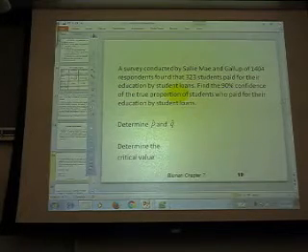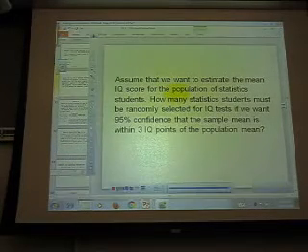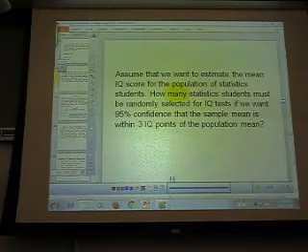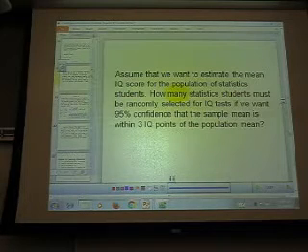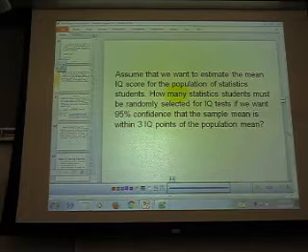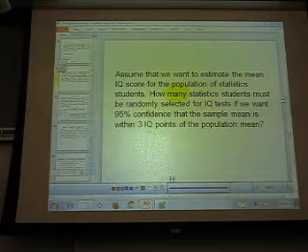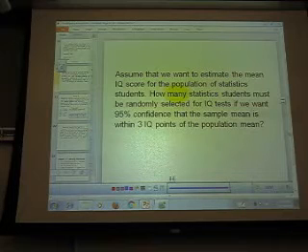All right, let's take a look at the next one. It's a mean. 15 seconds, talk to your neighbors. Mean, confidence interval. This one is finding the n though. Because it says how many, you need to find the n. How many statistics students must be selected? Mean or proportion?